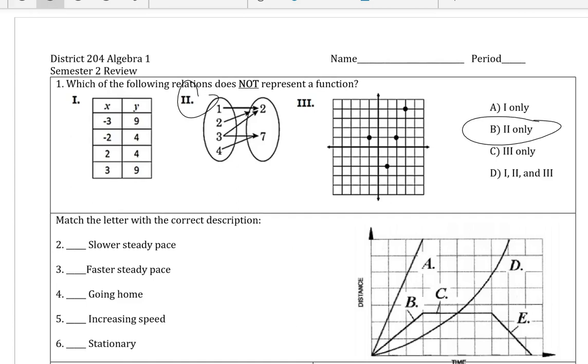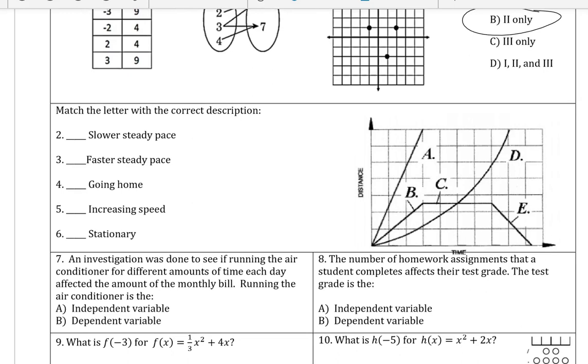I'm going to go to blue, so it's a little easier to see. All right, matching our description, right? So we talked about these. We always like to use that going home or returning first, so that's E. We're talking about being stationary and not moving. That's C. Increasing speed, that means a variable rate of change, so that would be D. Slow, steady pace, and faster, we're looking at A and B.